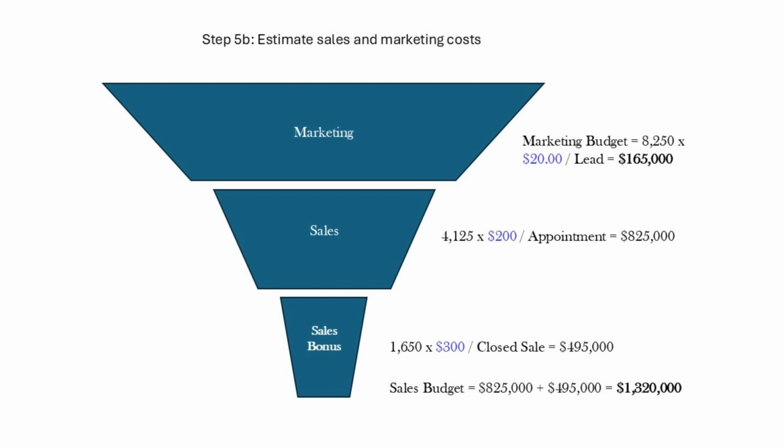We can now estimate the cost and staffing for sales and marketing. It's important to note that marketing and sales can be done differently in different industries. For our example company, we will use digital marketing to gain leads and salespeople to conduct appointments and close sales. I've estimated it will cost $20 per lead, $200 per appointment, and $300 per closed sale.